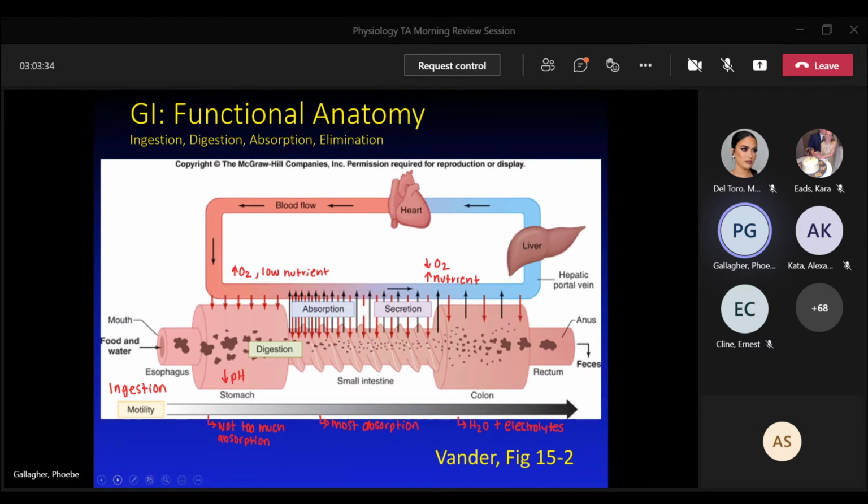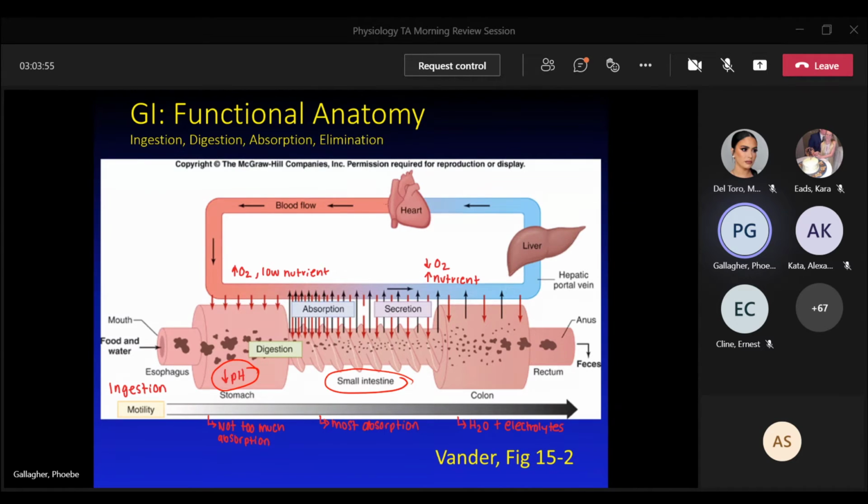Okay, so the takeaway from this slide, it is quite a bit, but you ingest food, it goes into your stomach. We know your stomach has a low pH. It does a little bit of absorption, but not too much. You can't really associate it with being absorption. It's more digestion. Most of your absorption is going to be done in your small intestine.